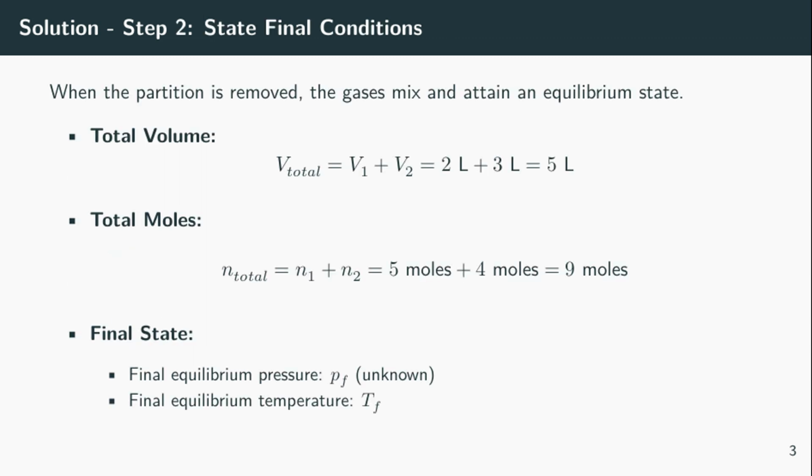Next, let's think about the final state. Once that partition is removed, the gases mix together and settle into equilibrium. The total volume of the combined system will just be the sum of the two initial volumes, V1 plus V2. So that's 2 liters plus 3 liters, giving us a total volume of 5 liters. Similarly, the total number of moles of gas will be the sum of the moles in each chamber, N1 plus N2. That's 5 moles plus 4 moles for a total of 9 moles. In this final state, we'll have a new equilibrium pressure which we are calling P final and a new equilibrium temperature T final. Our goal is to find P final.